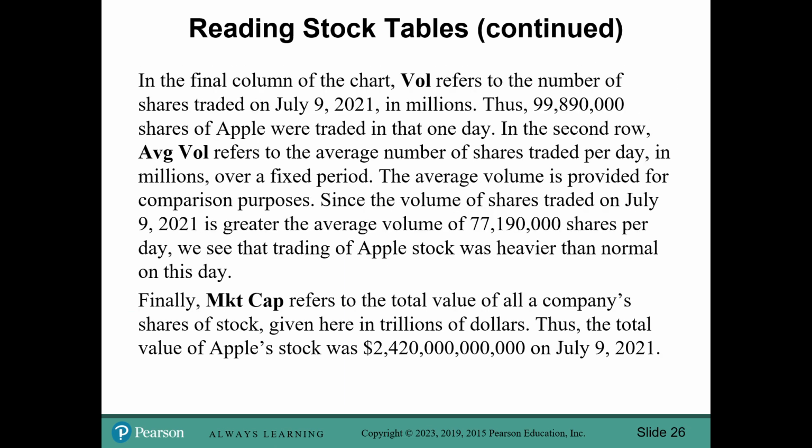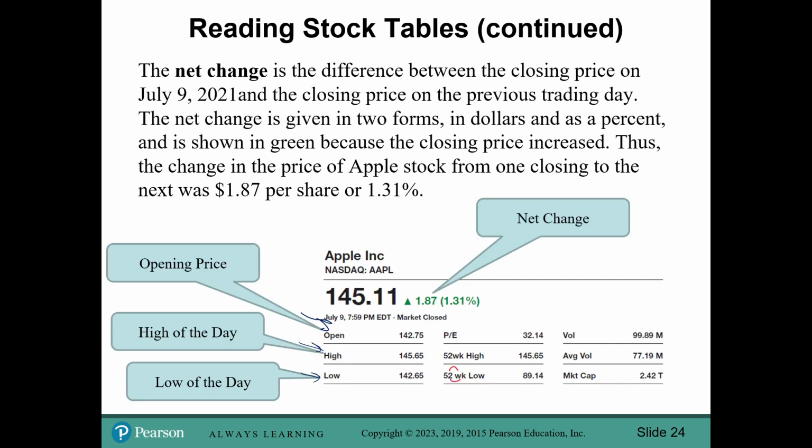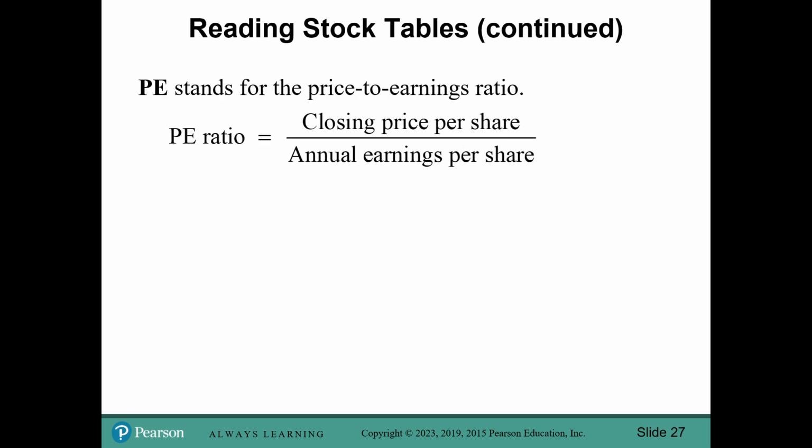But if we look back here and look at the market cap, the vol, and the average vol, that was on that right-hand row right here. We can see all those values right here. Volume, 99.89 mil. Average volume, 77.19 mil. Market cap, 2.42 T, which stands for trillion. Easy enough. So PE stands for the price to earnings ratio. The PE ratio equals the closing price per share over the annual earnings per share.